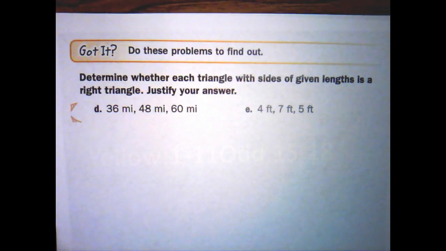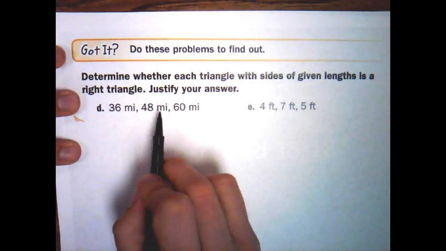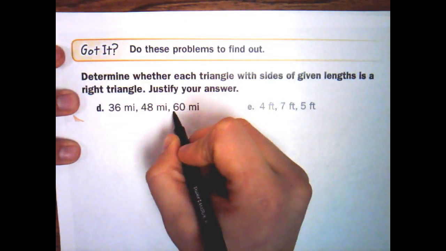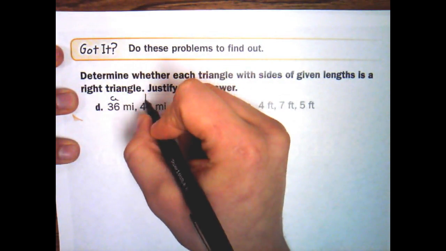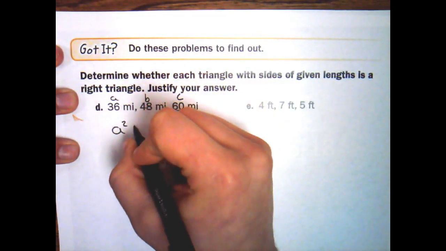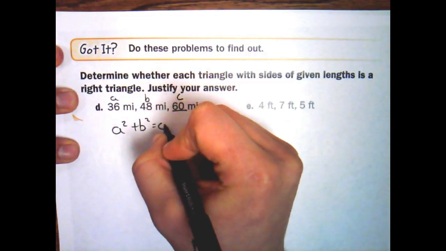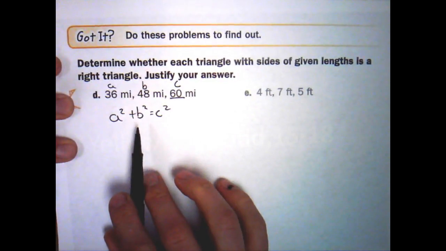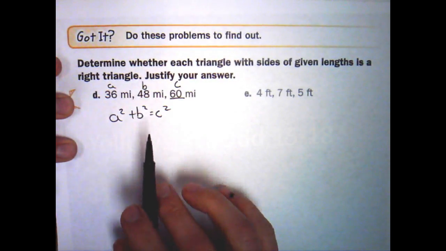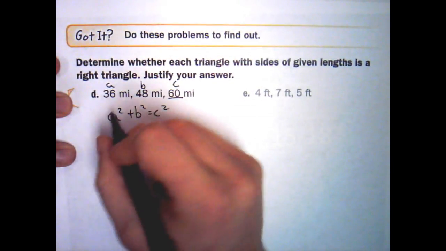Okay, you should be back from trying D and E on your own, and let's go through these quickly. Okay, so it says determine whether each triangle with the sides of the given length is a right triangle. Justify your answer. So again, we want to find the longest side. Okay, in this case, this would be the longest side, 60, so I know this will be C. I'll make this one A and this one B. Pythagorean theorem, A squared plus B squared equals C squared. I would write this down before every problem because you need to memorize it. If you write it down every time, that's only going to help you memorize it faster.